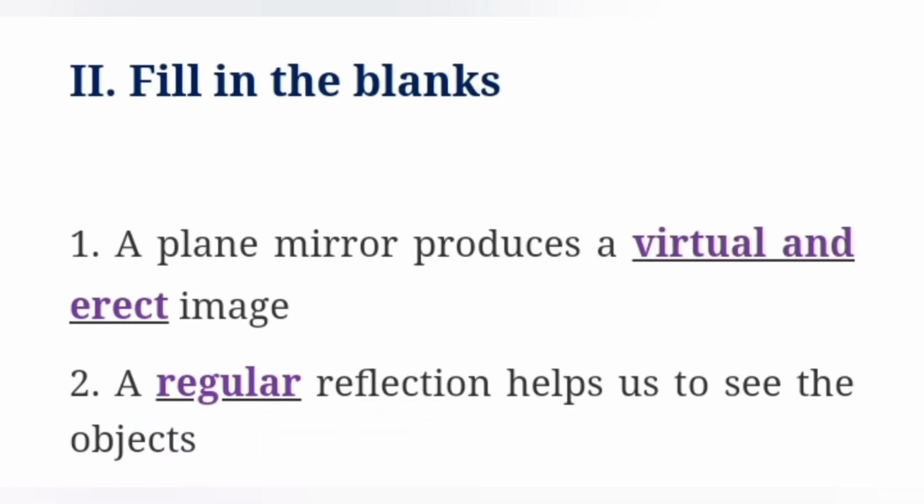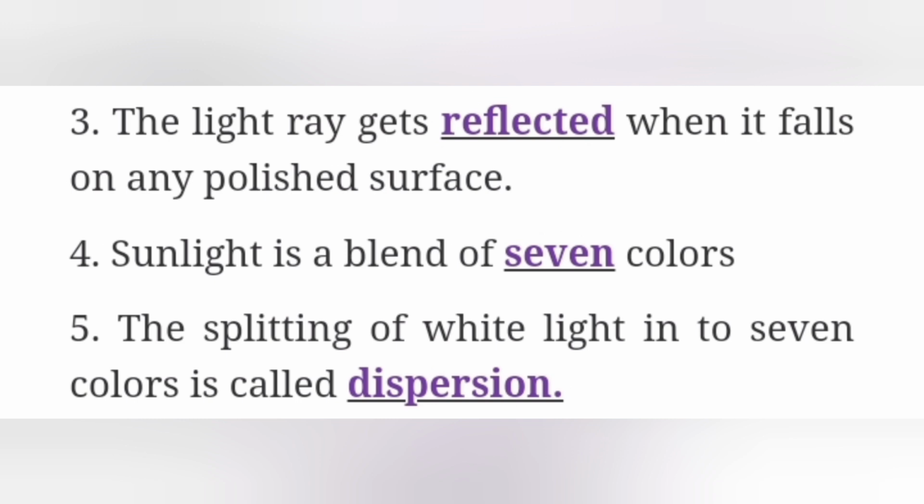Second Roman letter, fill in the blanks. First one, a plane mirror produces a virtual and erect image. Second one, a regular reflection helps us to see the objects. Answer, regular. Third one, the light rays get reflected when they fall on any polished surface. Answer, reflected. Fourth one, sunlight is a blend of 7 colors.